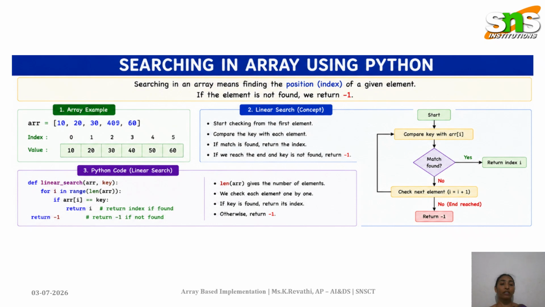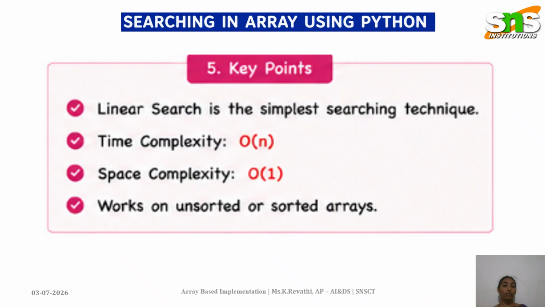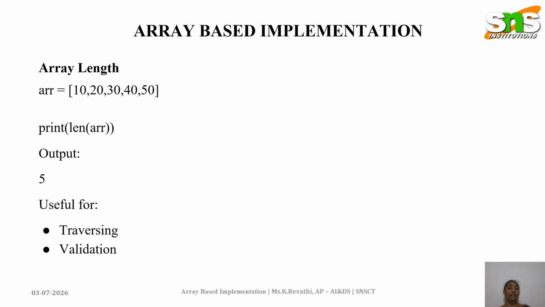searching an element. We have to mention the array, then comma, the key, which is the element you want to search from the existing list. That element needs to be given in the function call. Next will be the array length. Here the array elements are 10, 20, 30, 40 and 50. The print function will be print of length of array, and the output is the number of elements present in the array. Here the number of elements is 5, so the output will be 5. It is very useful for traversing and validating the numbers.